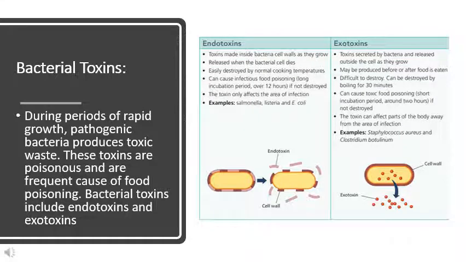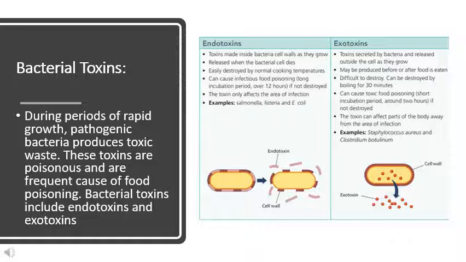During periods of rapid growth, bacteria produce toxins. These bacteria are usually pathogenic bacteria, which are the ones that can cause diseases in animals and plants. These toxins that are produced by the bacteria during this time are poisonous to us humans, and that's why they create food poisoning. The bacterial toxins can be divided into two groups: endotoxins and exotoxins.